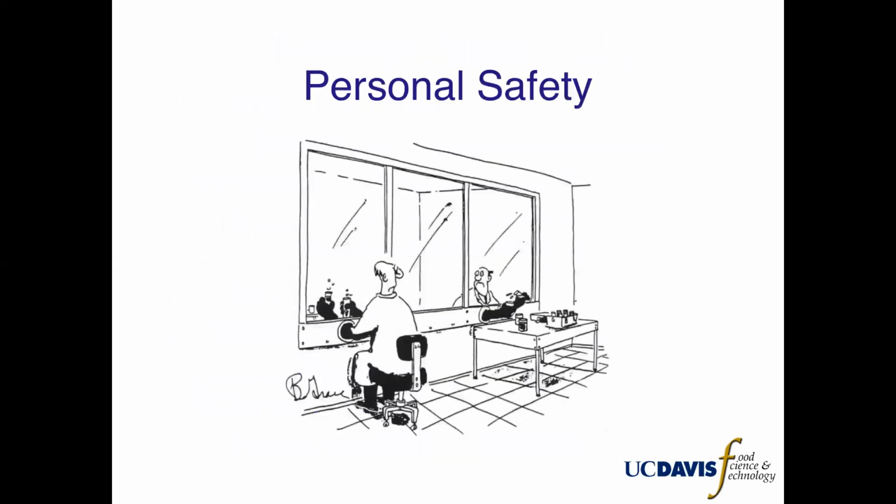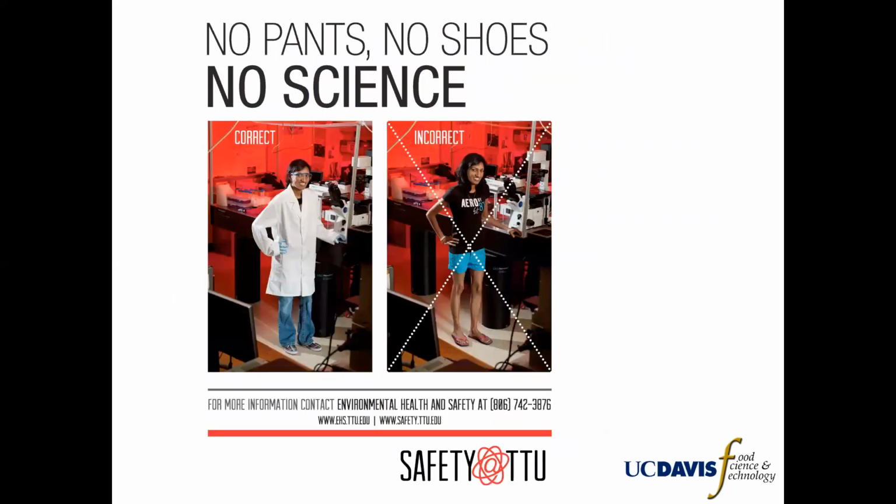Now we will discuss personal safety in the laboratory. Proper attire is required in order to work in a laboratory. Long pants or skirts must be worn. In other words, you must be covered from the waist down. Stockings, nylons, or leggings or jeans with holes in them are not acceptable. You must also wear closed-toe and heeled shoes that fully cover your feet. Tying up long hair is advised.